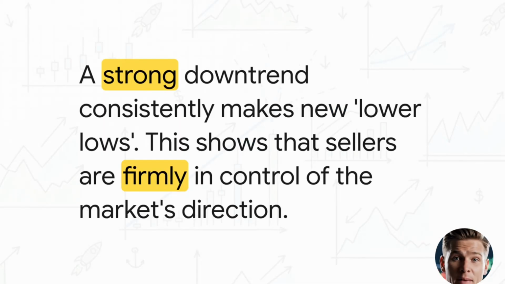The secret is to learn how to read the health of the trend itself. You see, in a strong, healthy downtrend, the price is going to consistently make new lower lows. Each dip goes a little bit lower than the last one. This is the market telling us that the sellers are still firmly in control, and it is not time to be looking for a reversal just yet.